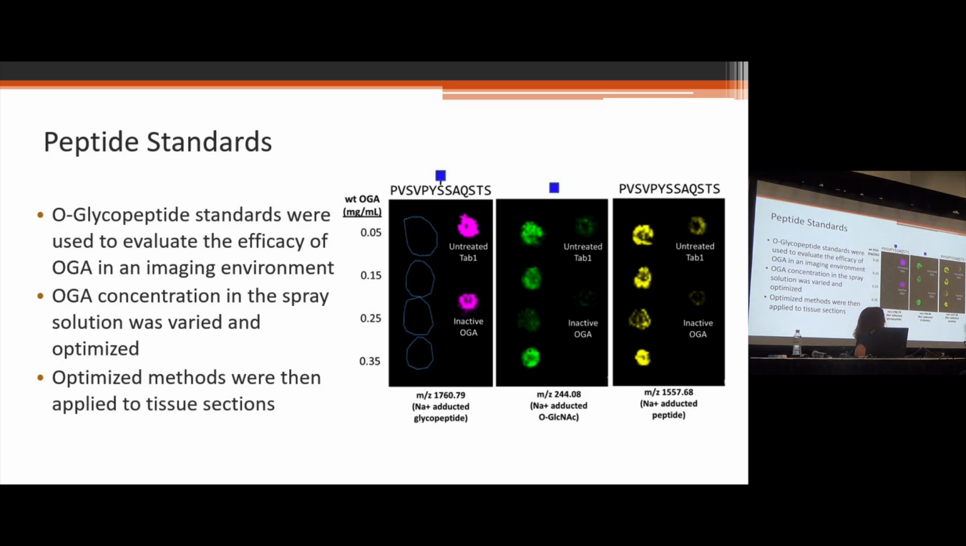Next, we looked at how well this worked on standards. We used a standard glycopeptide with one O-GlcNAc modification and treated it with different concentrations of OGA to figure out what was going to be optimum.